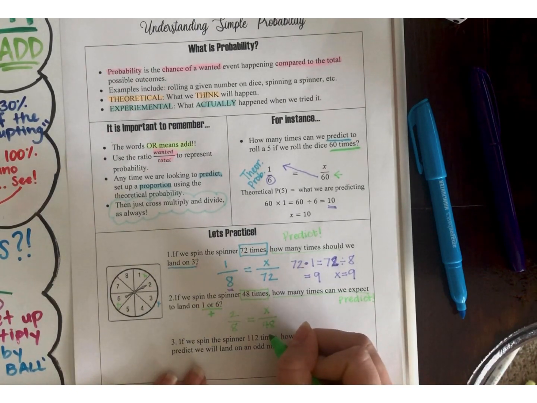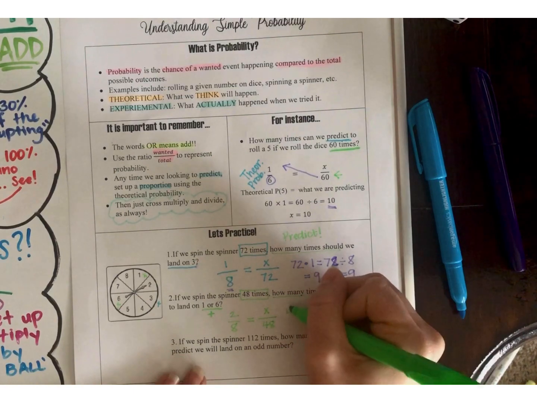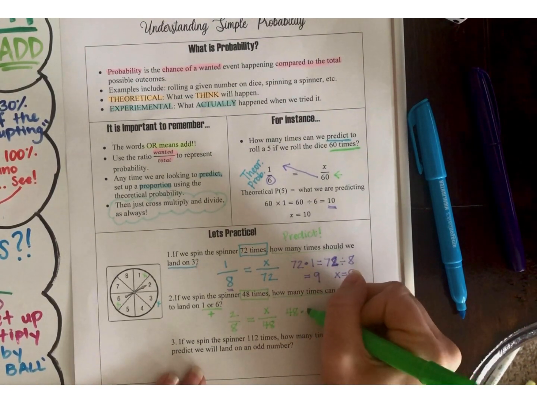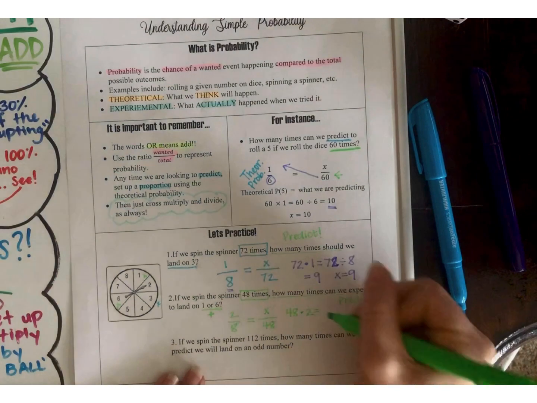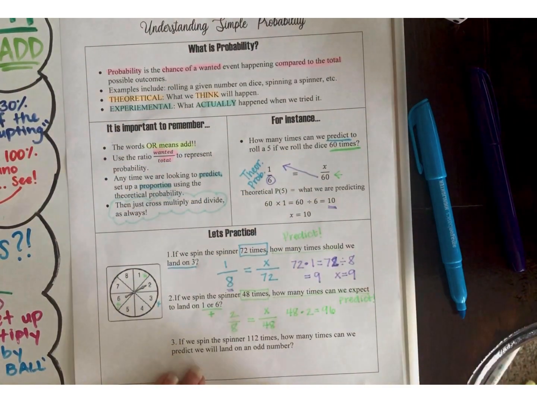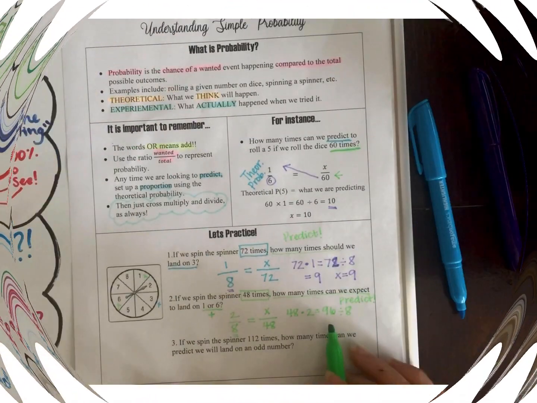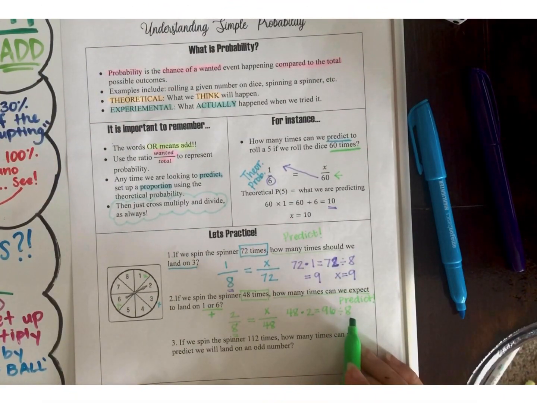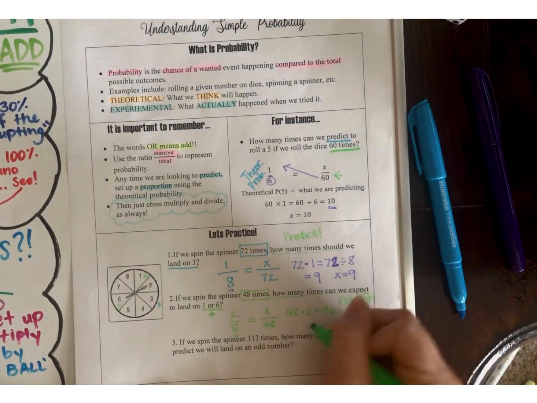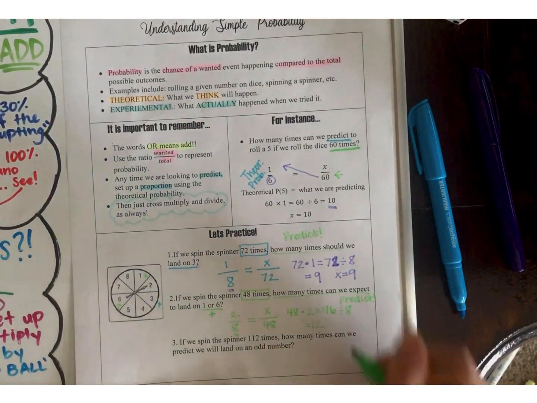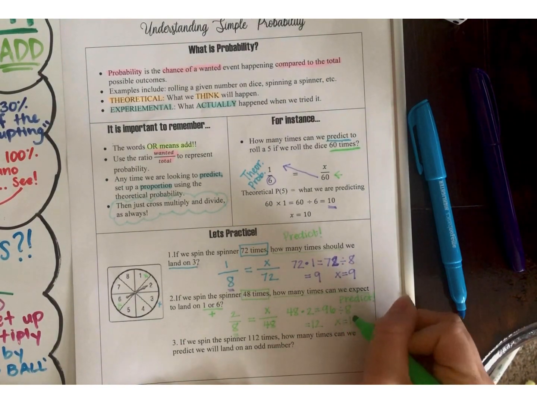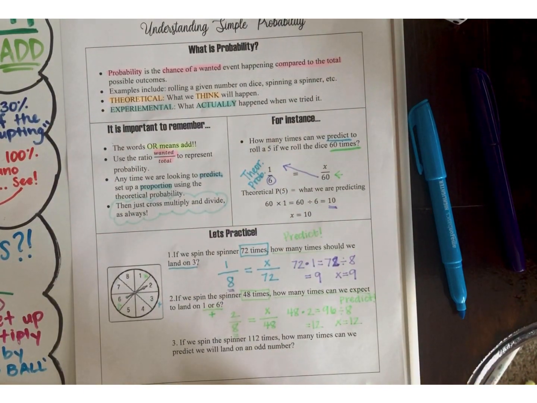Then we just cross multiply and divide. So we're going to do 48 times 2, we get 96, right? Then we do 96 divided by our oddball here. So 96 divided by 8, that will give us 12, which means x equals 12. So in terms of the problem, if we spin this spinner 48 times, we should expect a 1 or a 6 12 times.